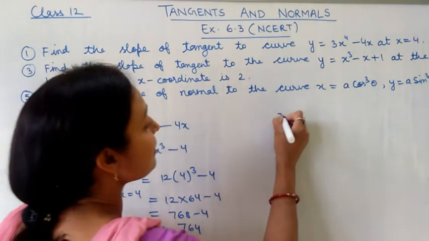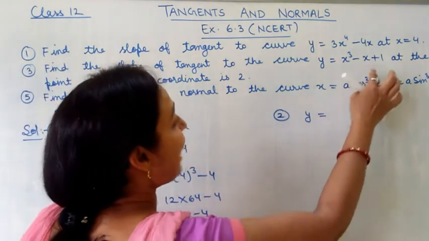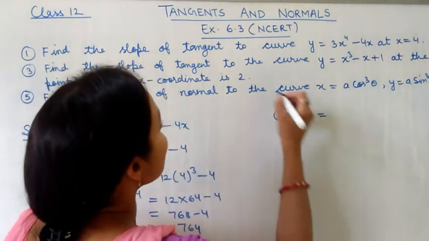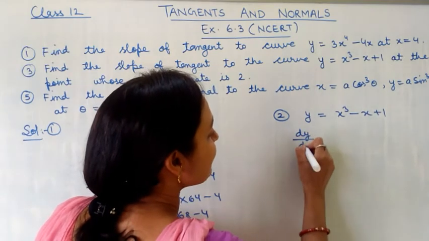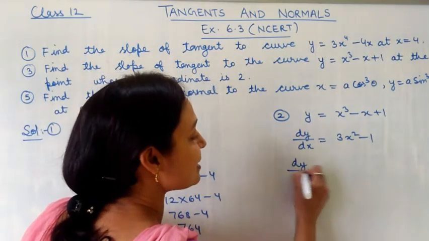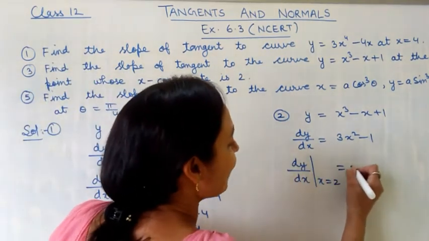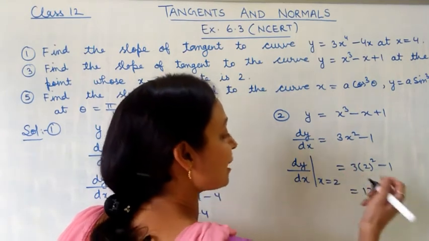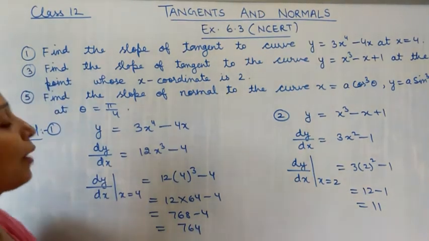Now come to the second part. This is the second question, in which you have to find the slope with the x coordinate. That means the value of x is given, that is 2. So I will take y is equals to x cube minus x plus 1. dy upon dx will be equal to 3x square minus 1. You have to write the same way as question number 1. X coordinate is given as 2. So write 3 into 2 square minus 1, that is 3 into 4, 12 minus 1, that is 11. So the way of doing the questions is the same till question number 4.